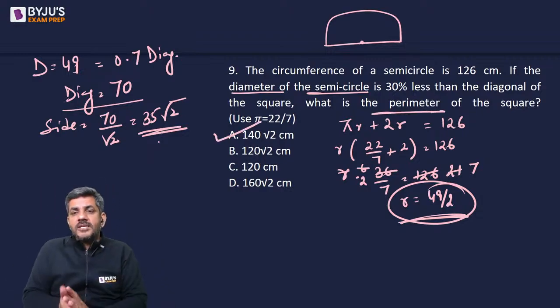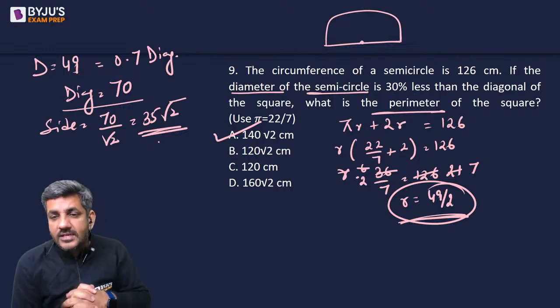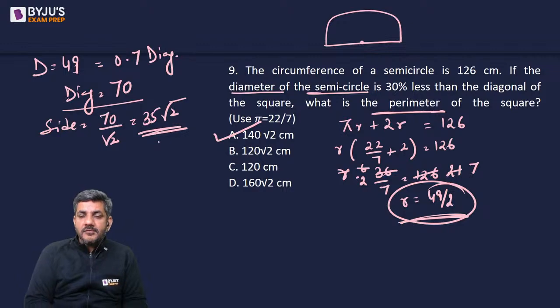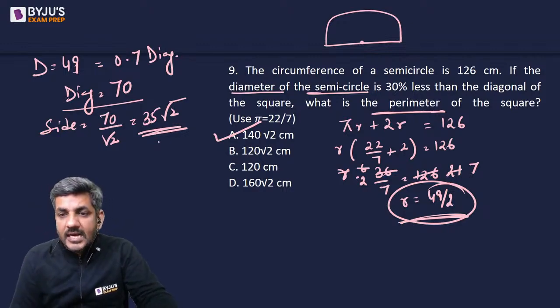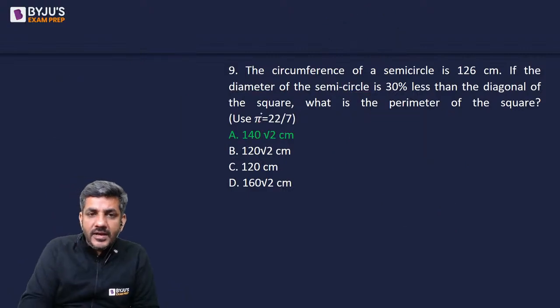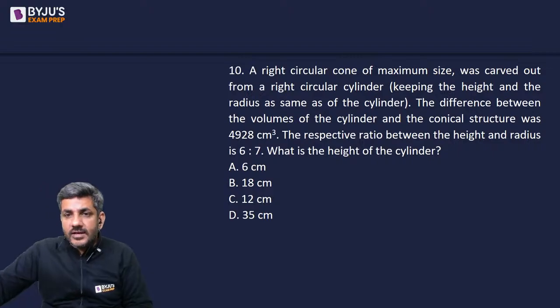Yes, option A is the right answer, which was answered by Music Core and Anand Jaiswal correctly. Perimeter of the square is 4 times 35 root 2. That's absolutely correct, Anand. And that brings us to the last question of the day. Question number 10. Let's see how many of you can answer this fast enough as well.